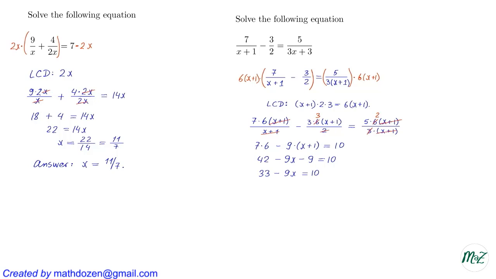Combine like terms on the left hand side. We end up with 33 minus 9x equals 10. So subtract 33 from both sides and we're looking at negative 9x equals negative 23. Divide by negative 9 and we have the value of x, x being equal to 23 over 9. And since this value does not make any of the denominators into 0, that's going to be our answer. So x is equal to 23 over 9 for the solution to this equation.